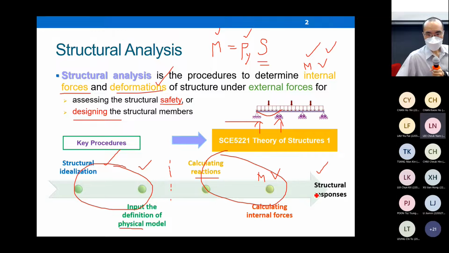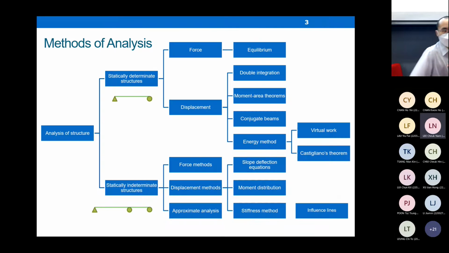This is the previous module, theory of structure 1. This flow chart shows you the most commonly used methods of analysis for structure analysis. We start from here. If you want to do a structure analysis, firstly, you have to classify the structures. We have two kinds of structures: statically determinate structures and statically indeterminate structures. What is the difference? Determinate, indeterminate.